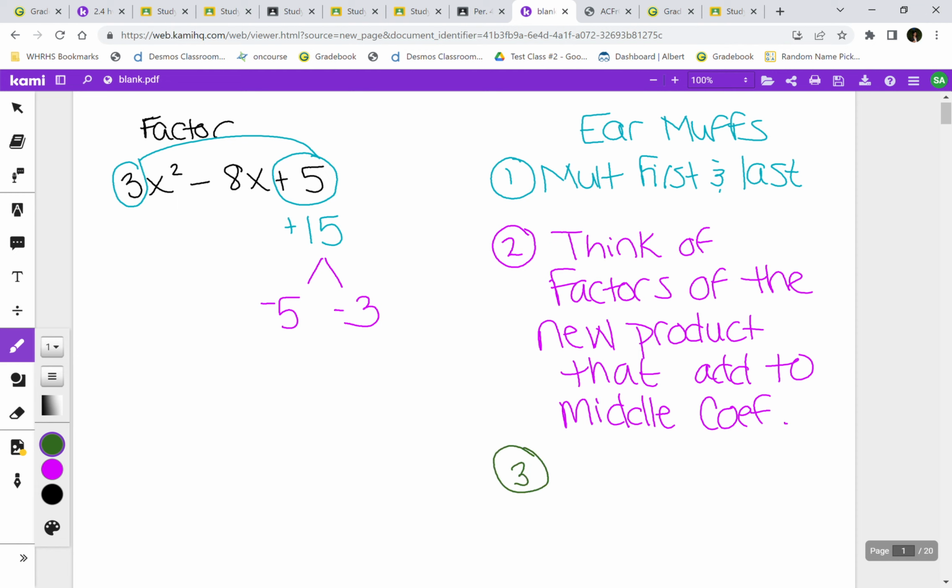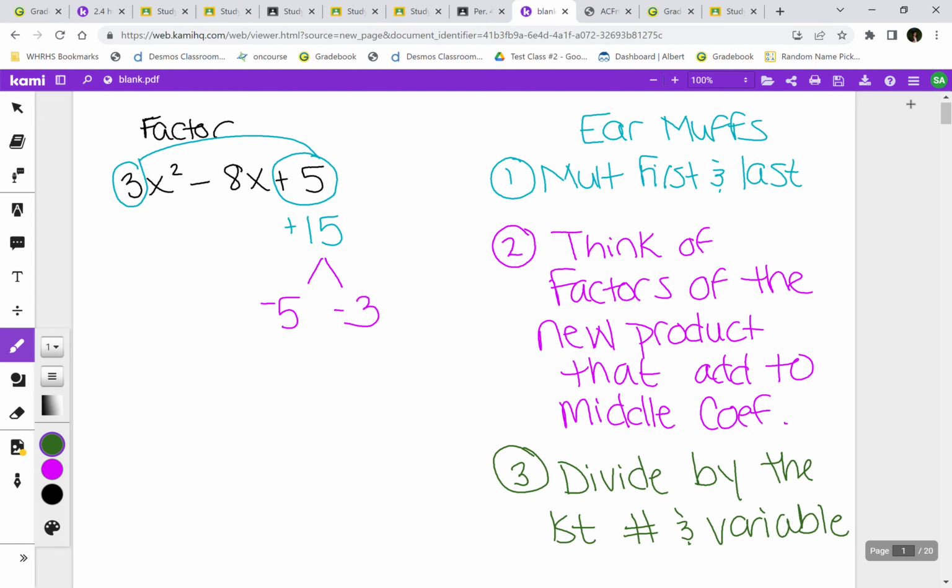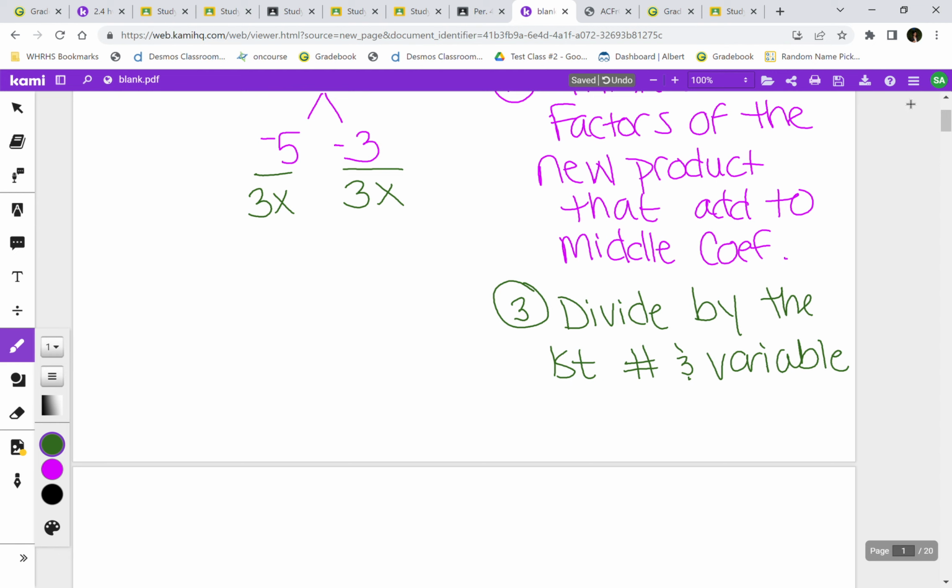So the next step is divide by the first number and variable. So we're going to take those factors that we just thought of, and we're going to divide by the first number and variable, not with the exponent. So we're just dividing by 3x. Then we're going to simplify.